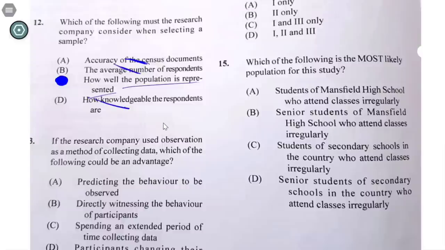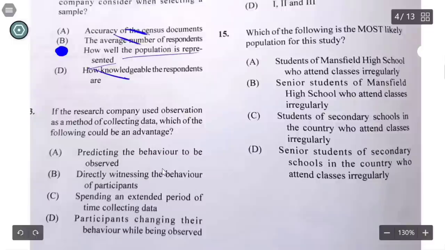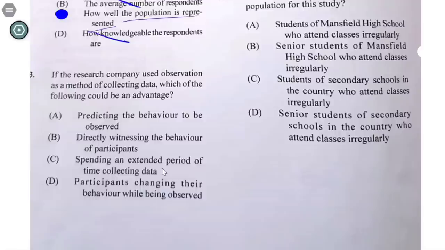Now, number 13 says, if the research company used observation as a method of collecting data, which of the following could be an advantage? Predicting the behavior to be observed, directly witnessing the behavior of the participants, spending an extended period of time collecting data, or participants changing their behavior while being observed.